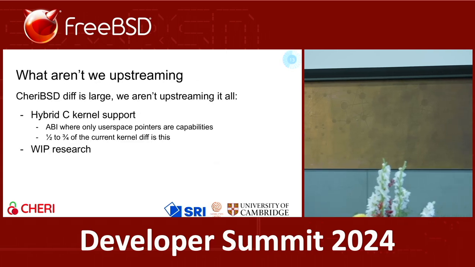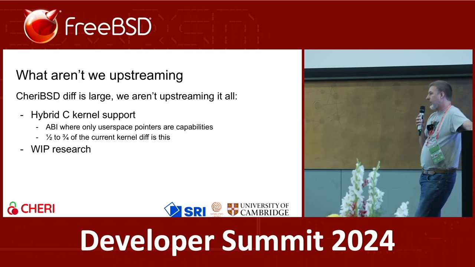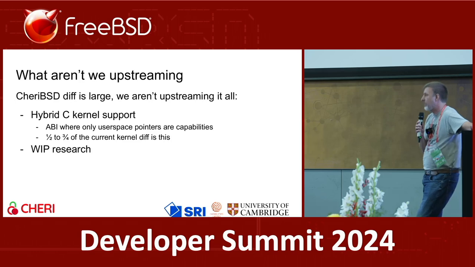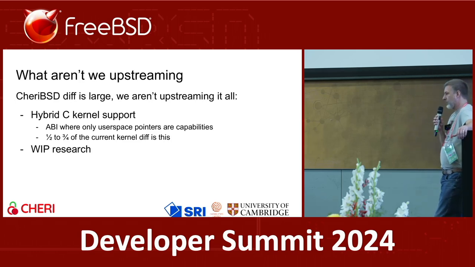So, what are some things we aren't upstreaming? If you go to GitHub and you figure out the right incantation or branch names to look at our diff, it is huge. And a lot of the things in that diff are kind of ugly, and we know that it's ugly because we worked on it.